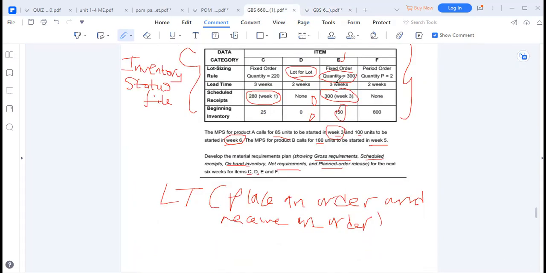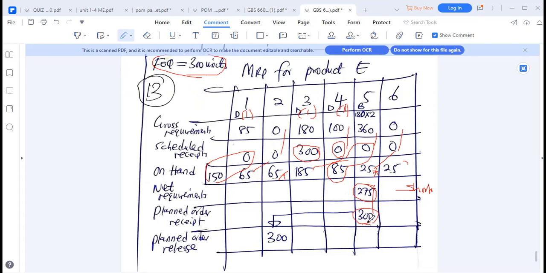So 3 weeks, the time taken between when an order is placed and when an order is received is the lead time. So for us to have a receipt of 300 in week 5, this 300 would have been released in week 2. It would have been released 3 weeks before. There is a way where when you place an order for a cake, they give you a lead time of 3 days, which means that you will not receive it the day you are placing the order.